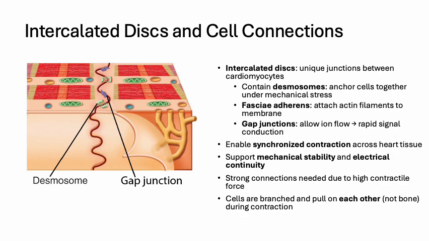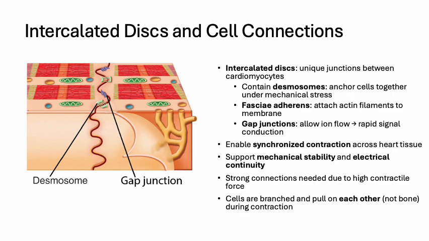contracts over and over. Fascia adherens, which are anchoring sites where actin filaments from the sarcomere attach to the cell membrane. This helps the force of contraction to be transmitted directly from one cell to the next. And the most important for coordination, we have gap junctions. These are channels that allow ions to pass directly from the cytoplasm of one cell to the next. This enables the electrical impulse, specifically the depolarization wave, to spread quickly and uniformly throughout the heart.